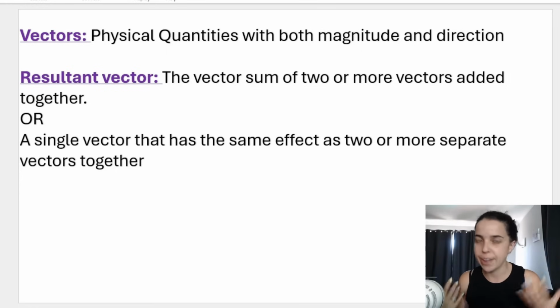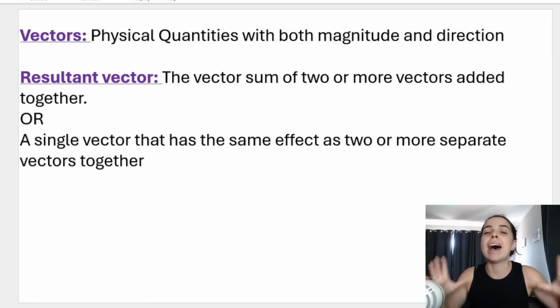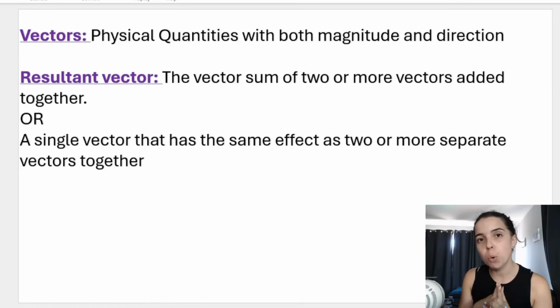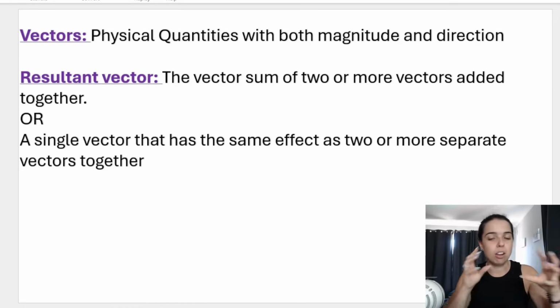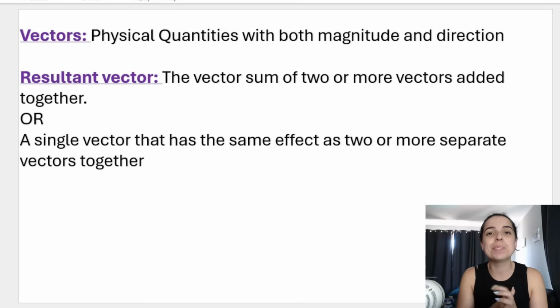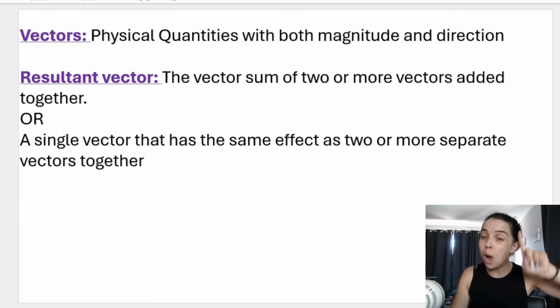So what is a resultant vector? A resultant vector is a vector sum of 2 or more vectors added together. It's very important that you mention vector sum. Sum means addition. So we take a lot of different vectors, we add them together, essentially, and that gives us a resultant vector. Or an alternative definition for resultant vector is a single vector, so one vector that has the same effect as 2 or more separate vectors together.